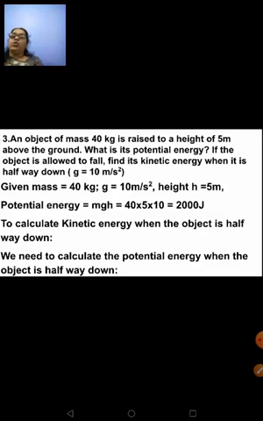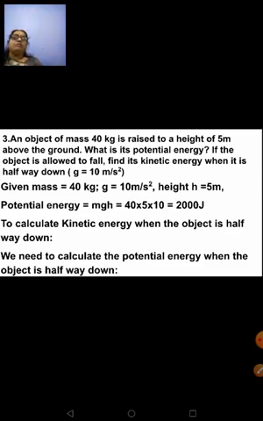So an object of mass 40 kg is taken to a height of 5 meter above the ground. What is its potential energy? If the object is allowed to fall, you have to find its kinetic energy when it is halfway down, because when it is coming down, it is showing some movement. So at that time, you have to calculate the kinetic energy shown by the object when it is halfway while it is coming towards the ground.